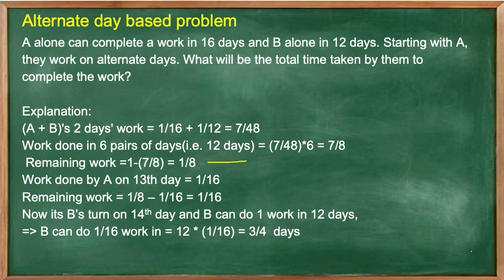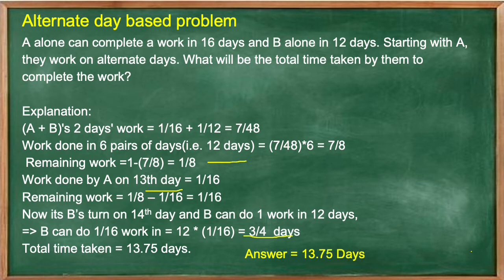Now we can say that the work done by them will be 12 days taken by A and B, and one more day, that is 13th day, taken by A, and 3 by 4 day taken by B. So the total time taken by them will be 13 3 by 4 or 13.75 days. So our answer is 13.75 days.